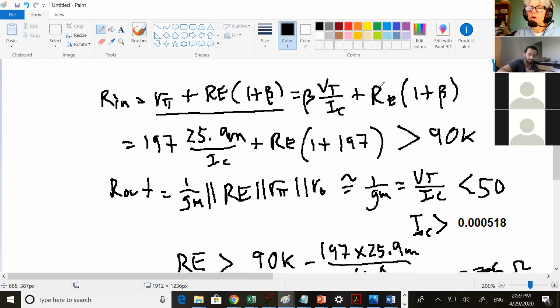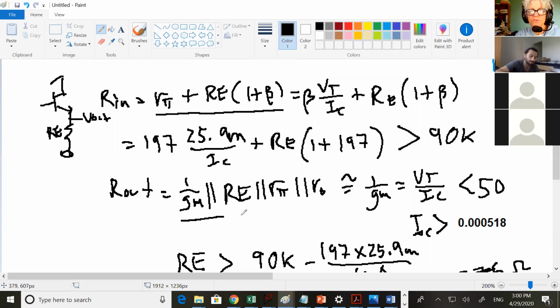And then part of your design decision is you're going to have to pick that resistor that goes below the transistor. So this would be Re. But you know that Rn has to be greater than 90K. So you can set that equation greater than 90K. You also have some information about R out.